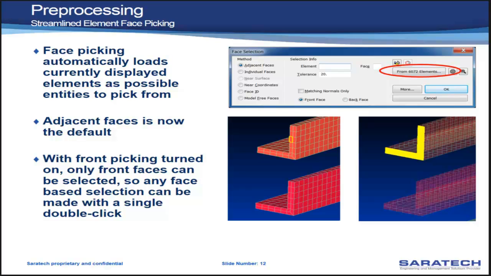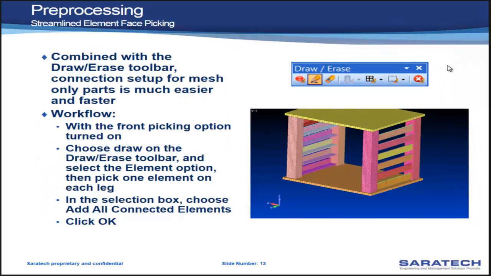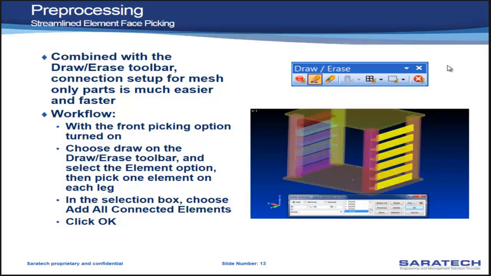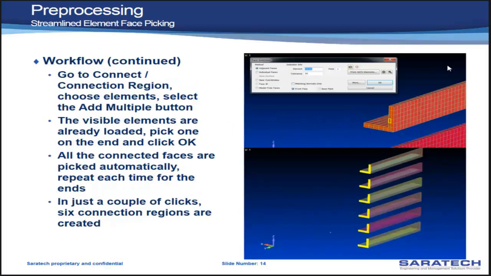So in the entity editor, if we select it by faces, this is the command prompt that comes up, and you can see that it allows you to choose from the elements that are visible, and hence you can, as I said, use the draw erase toolbar, get rid of some of the stuff that you don't want in your model, and then go ahead and grab the elements that you want.